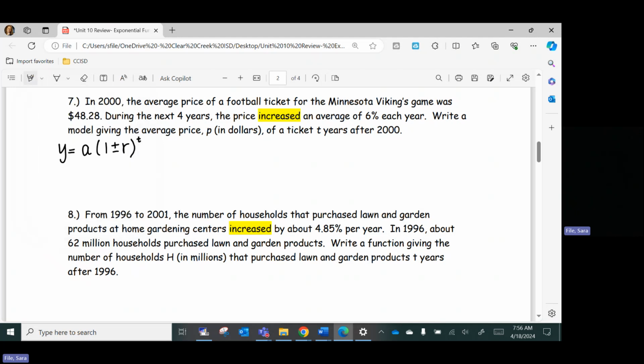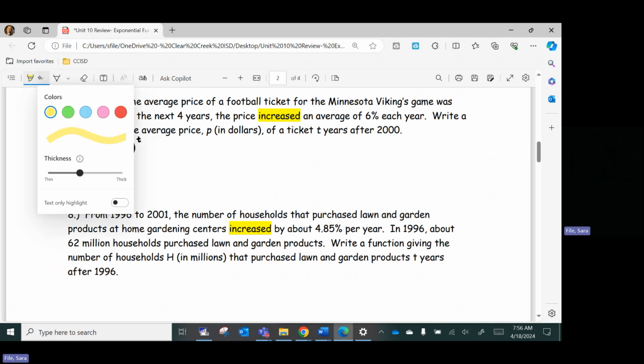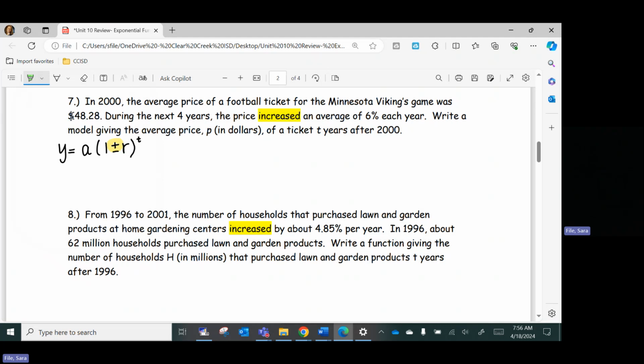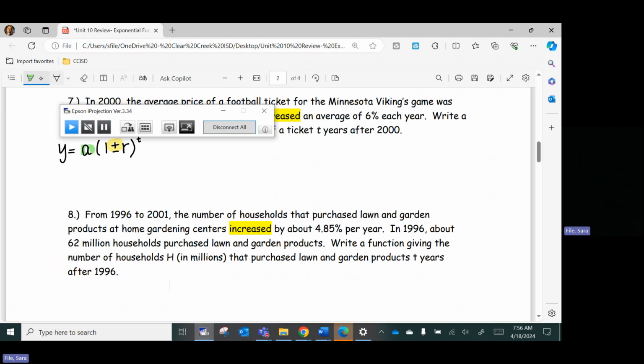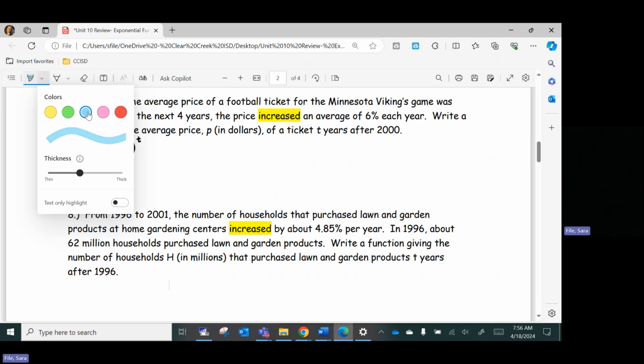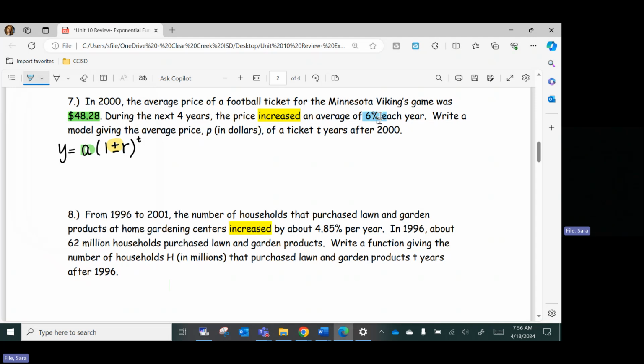So first of all, right there it says increased. So that tells me I'm going to be doing plus. This is exponential growth, right? They tell me that it started as 48.28. So that's what we're starting with, the initial amount. And it says 6% each year.